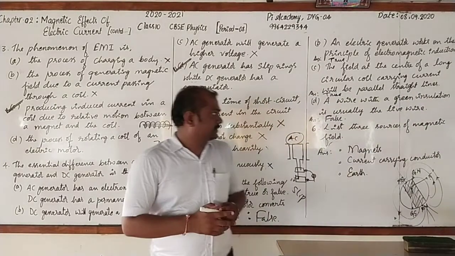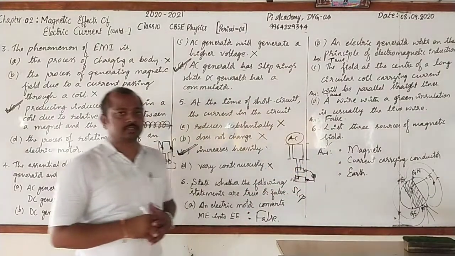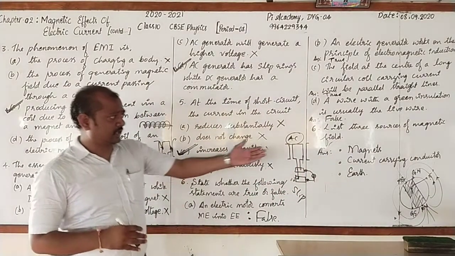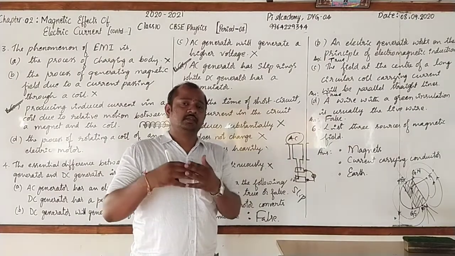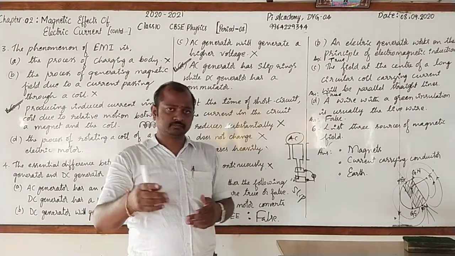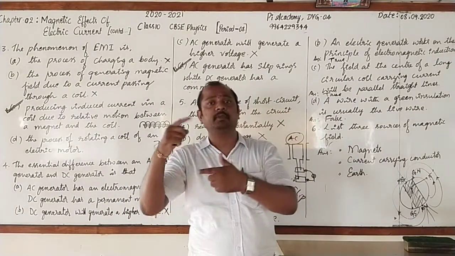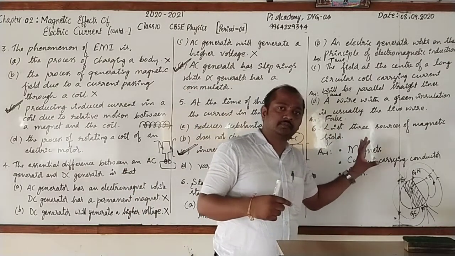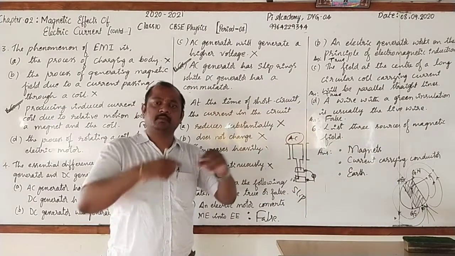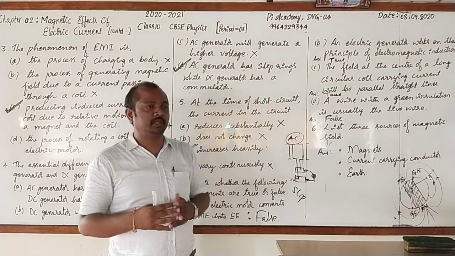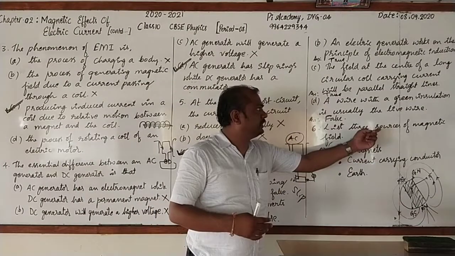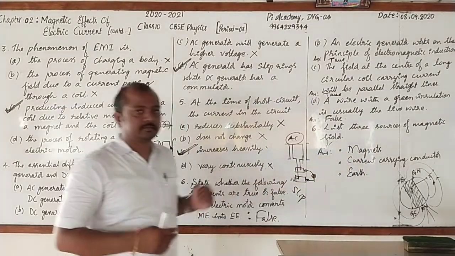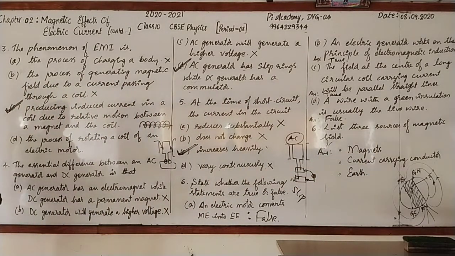Followed? Yes. We have written three sources. Current carrying conductor, in that the conductor may be straight, it may be circular, even it may be the solenoid, whatever it is. Anyhow, if the current flows through the conductor, magnetic field is developed around it. That is the source of the magnetic field. Yes. Hope that you have understood. Please go for copying from here to there.